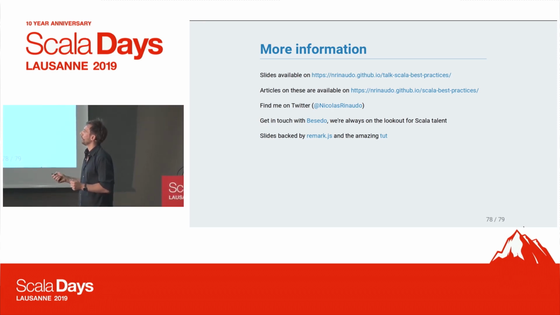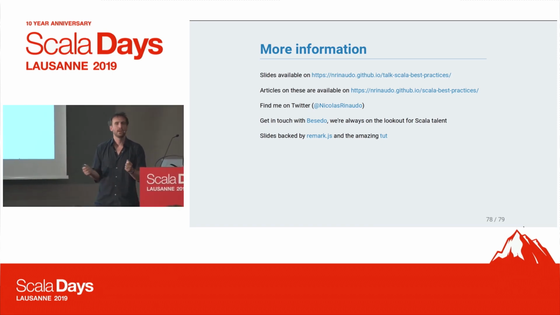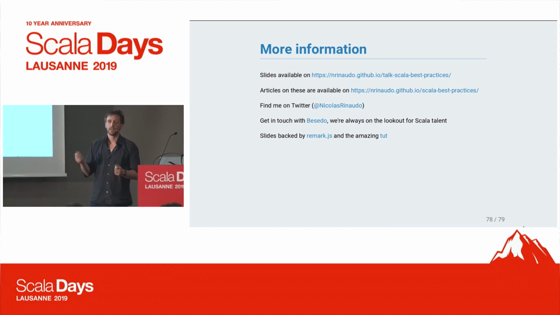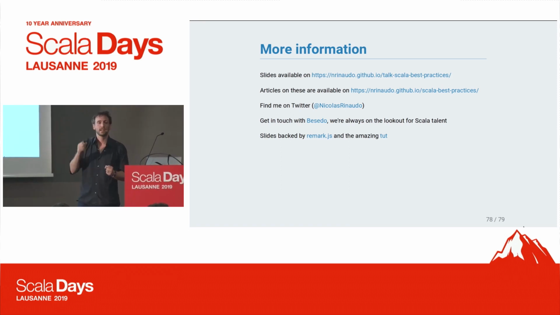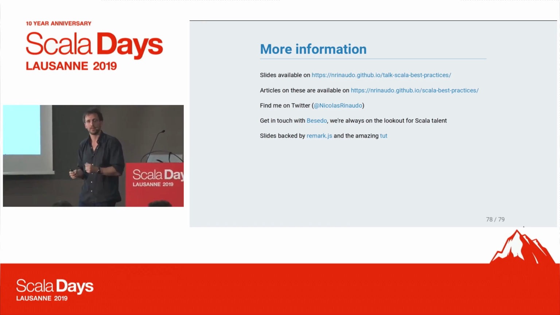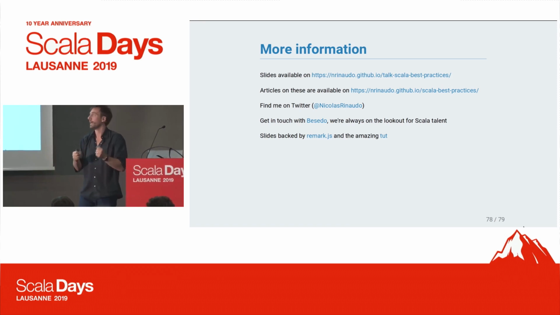This is all done with Remark.js and Tut. I don't know if Rabnar is still here. I saw him before. Tut is an amazing tool that will make sure that all the code you saw in these slides is correct and evaluates to what you've seen because it's actually executed when the slides are compiled. So it's not possible to get the slide to compile and not show the truth.